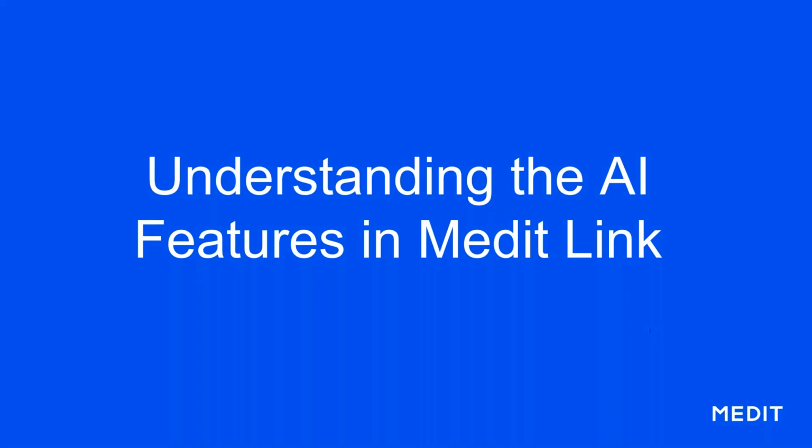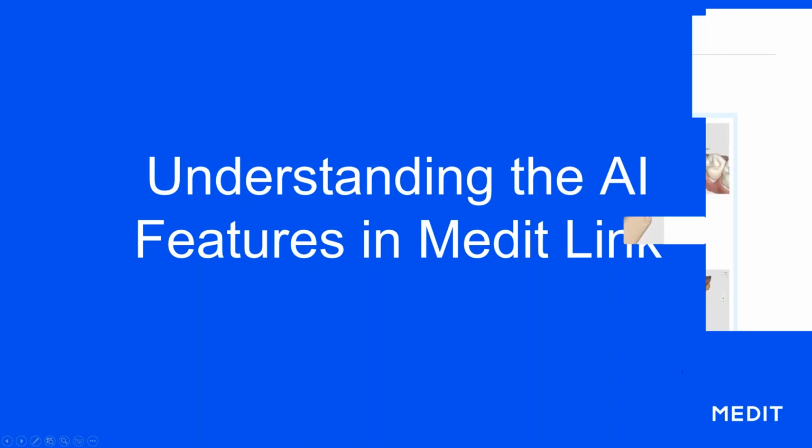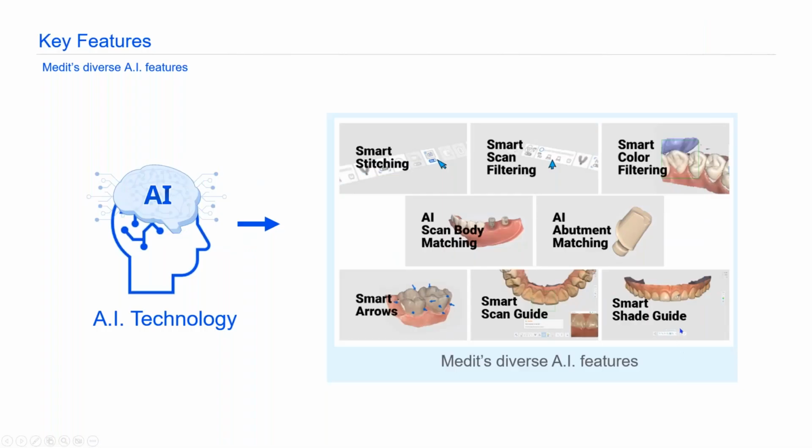Okay, and so as mentioned here, we've got understanding the AI features in MeditLink. I'm going to go ahead and flip to the next slide here really quick before we get into our MeditLink. So we're going to cover the features here. We've got smart stitching, smart scan filtering, smart color filtering, which has to do with filtering out the glove color, AI scan body matching, AI abutment matching, smart arrows, smart scan guide, and the smart shade guide. We'll also touch on the metal tool, metal scan, just so everybody understands how that works.